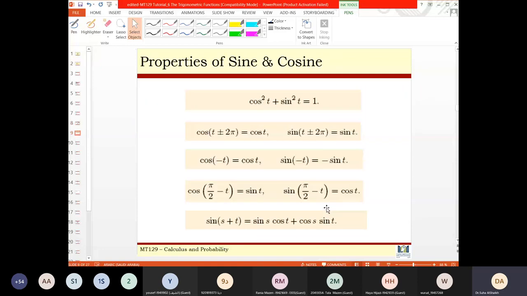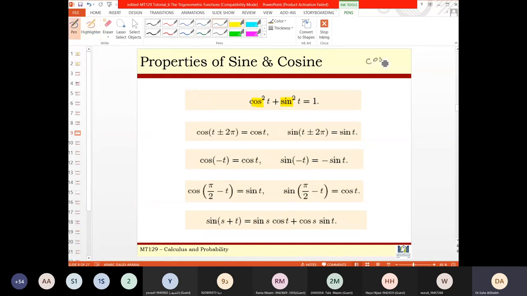Now, those are some basic rules of the sine and the cosine. Of course, you don't have to worry much about them. Some of them we're gonna use. We have sine square plus cosine square of t. You have to be careful about one thing.